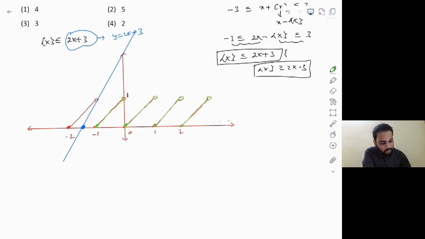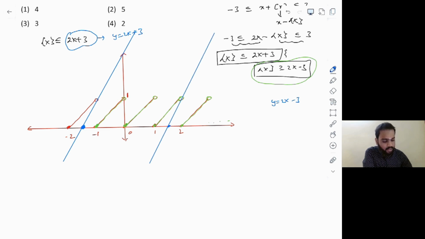Now what is the second inequality here? {x} ≥ 2x - 3. So I need to draw the graph of y = 2x - 3. Let's draw the graph of y = 2x - 3. The x-intercept is 3/2, somewhere here. And also it clearly passes through the point (2, 1), which means the line will be something like this.